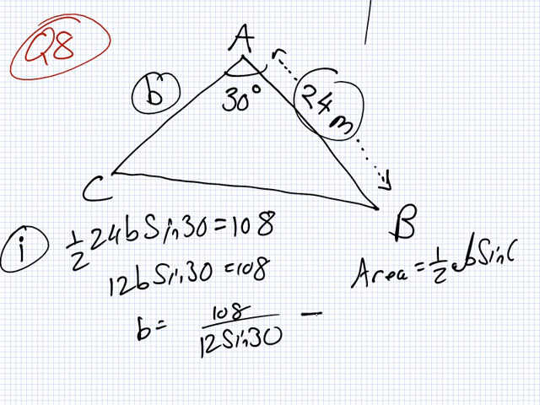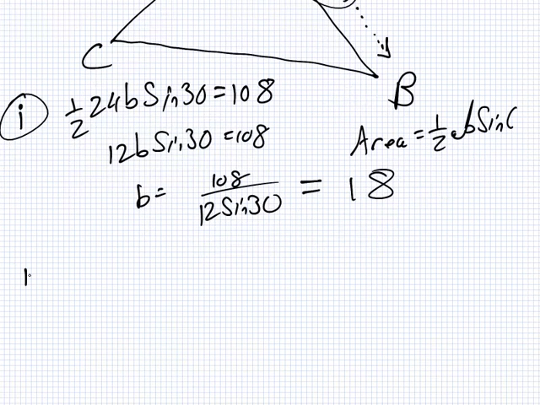And what do we get for that? 18. Exactly 18? Because this is a half, 6 goes into that 18 times. Are you still in radian mode? Okay.